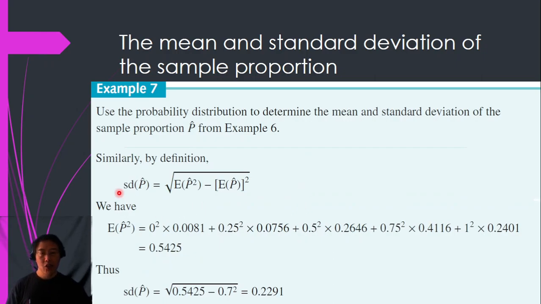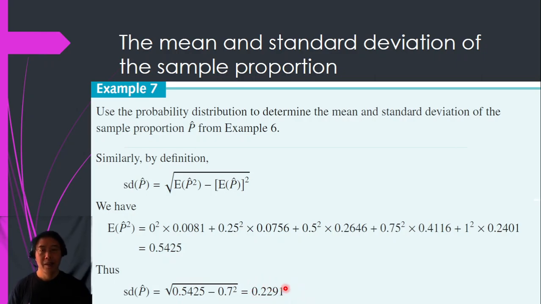For the standard deviation, remember the variance, before the square root, is the expected value of the variable squared minus the square of the expected value of the variable. Our variable here is p hat. For the expected value of p hat squared, you multiply the probability with the value and you square the values. So do that on the calculator, you get that amount, you substitute in here, and we get that standard deviation.